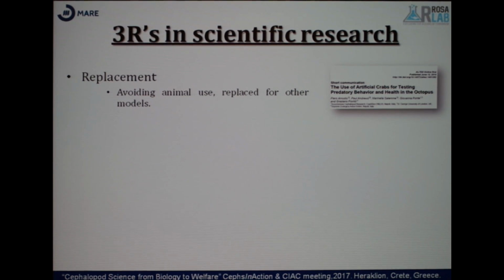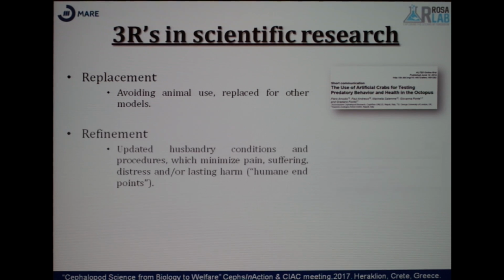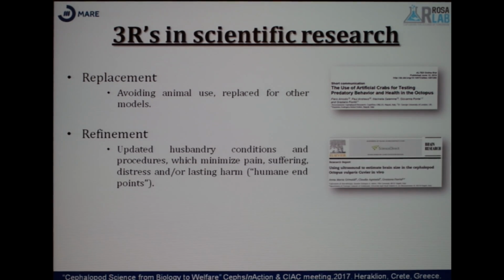So the first R is replacement, so avoiding using animals in experimentation. They are replaced by other models. The authors in this paper did not replace cephalopods, but they replaced the prey used, that was crab. So they are not included in the directive, but it is the start, and it is kind of the concept behind this, the replacement. Afterwards, refinement.